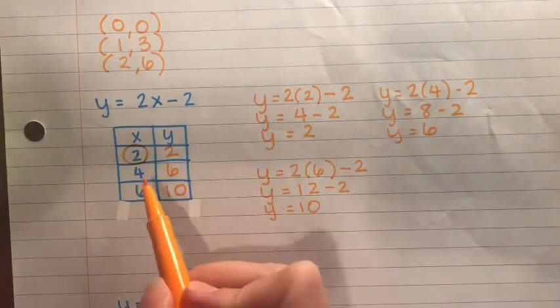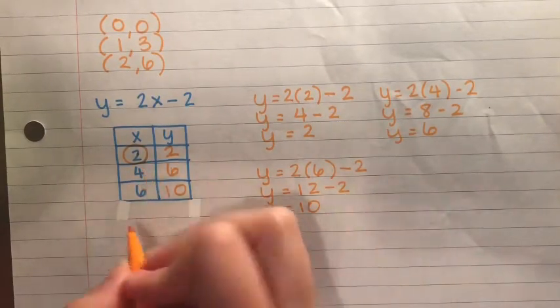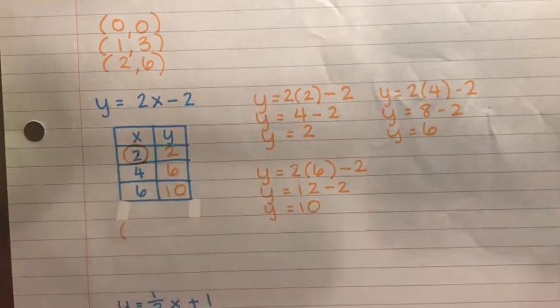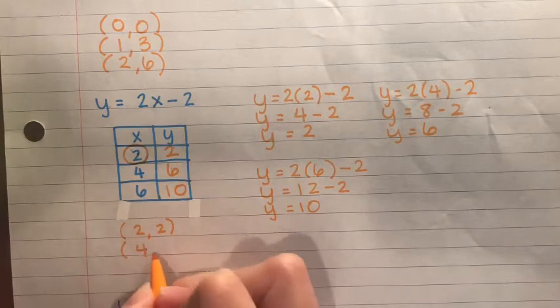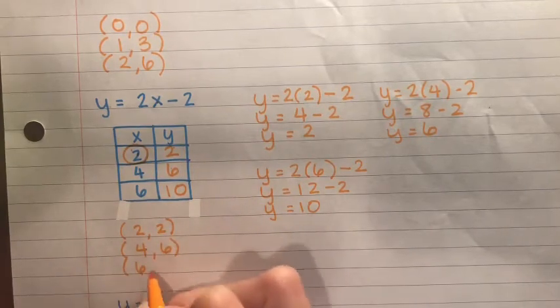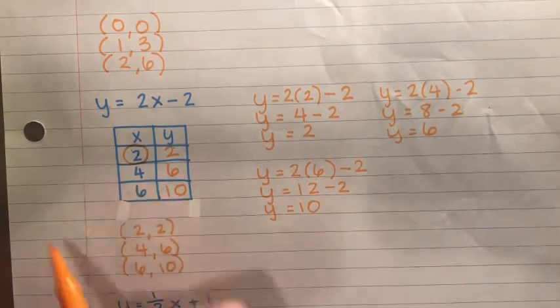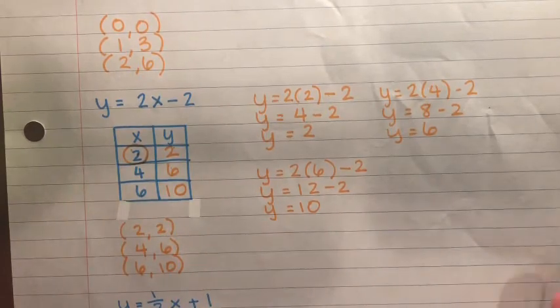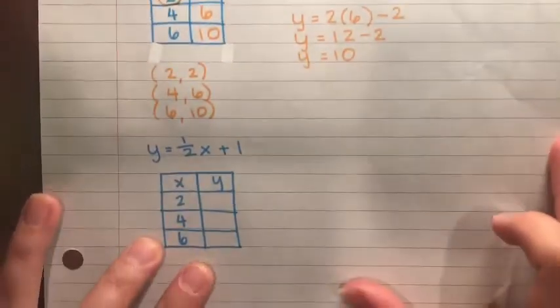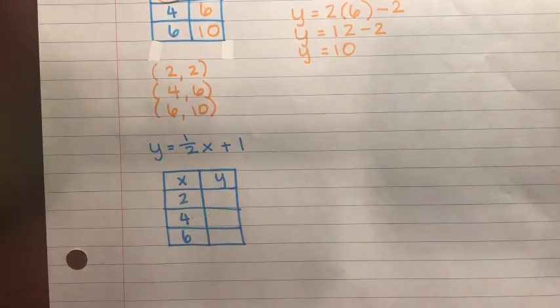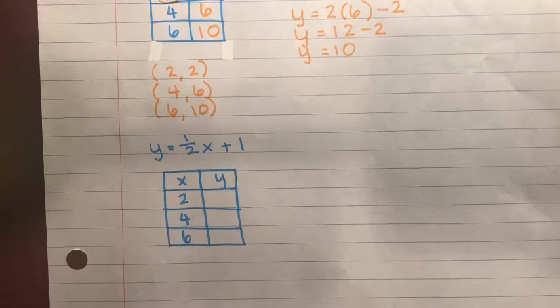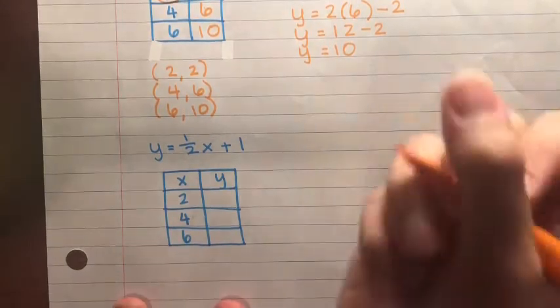And again, we can list these as ordered pairs. Remember, in ordered pairs, x always comes before y. So this is (2, 2), (4, 6), (6, 10). And then we can take these and put them onto a graph. And I just want to practice one more example, just because this example has fractions. I think there are a couple of examples on your assignments that have fractions, so let's just do that, a little review.